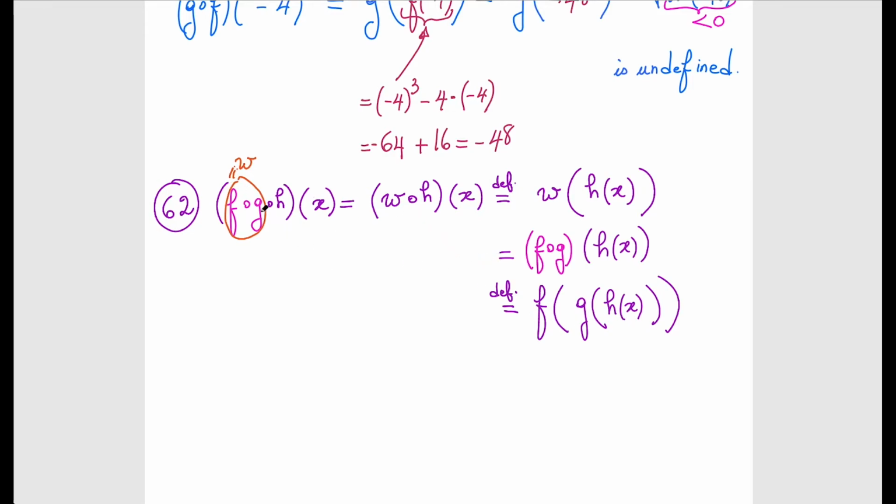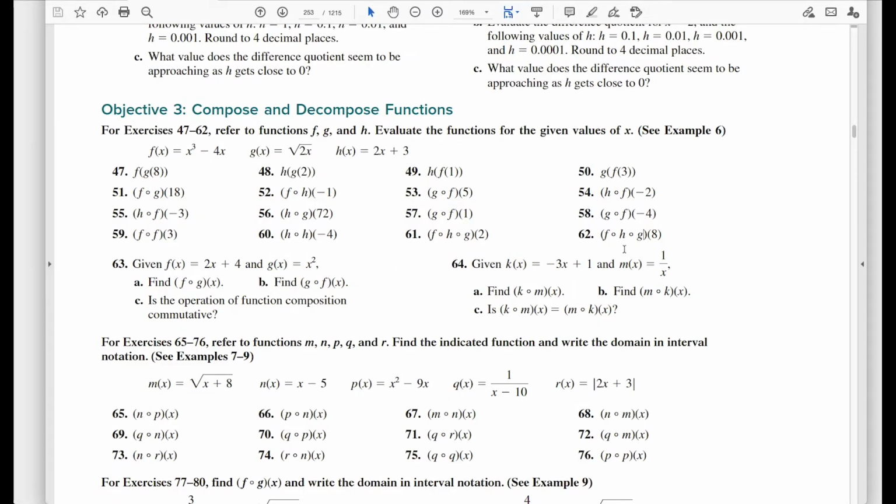And so on and so forth. If you have 4, etc., the output of the one to the right is going to go as an input in the one to the left, right? And that sequence is going to keep going like this. So now we understand how composition of three functions is defined. Let's go back now to the book and understand what we need to do.